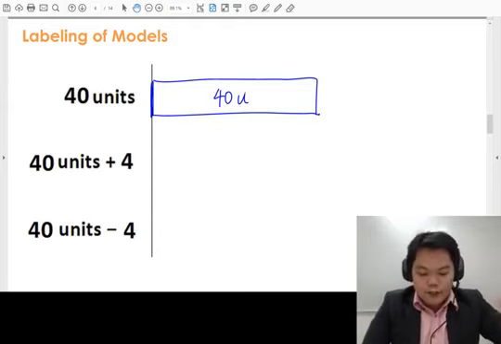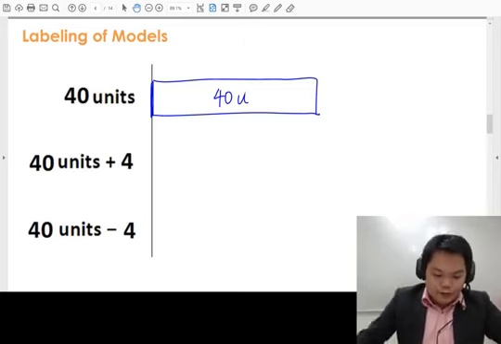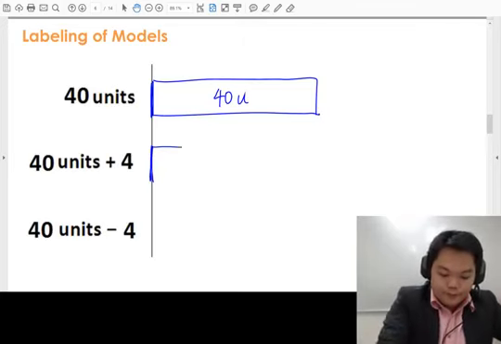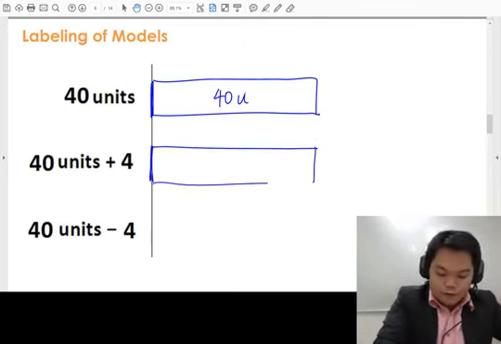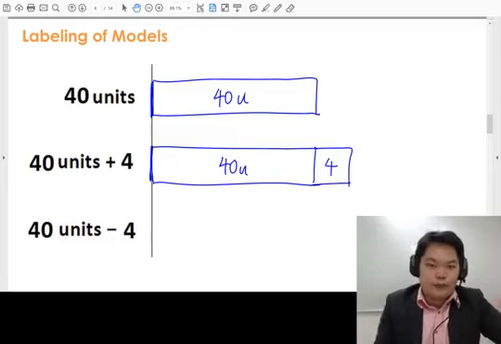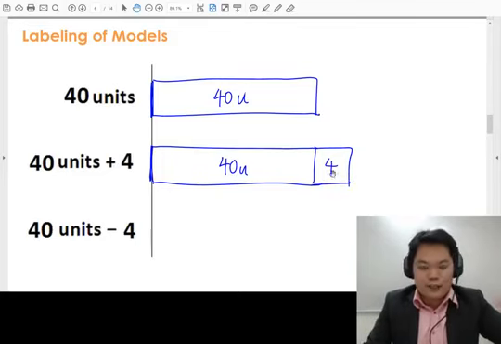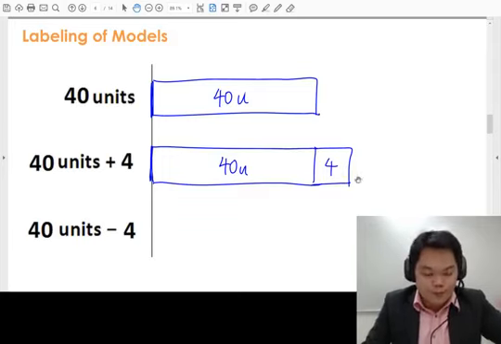The next one would be on 40 units plus 4. So we draw the same 40 units and then we extend it out by an actual value of 4. Some students have the misconception that this 40U and 4 is 44. No, that is not the case. These are in terms of units, this is an actual value.